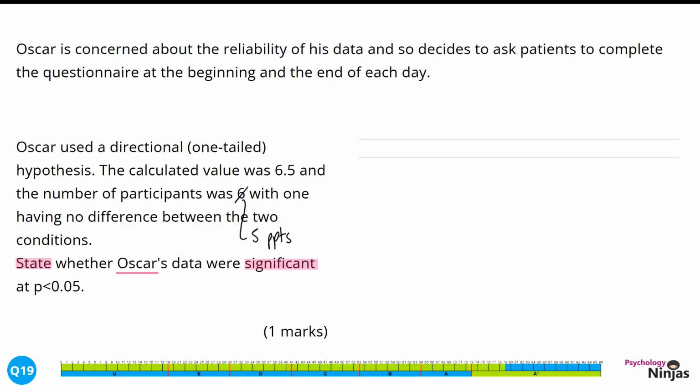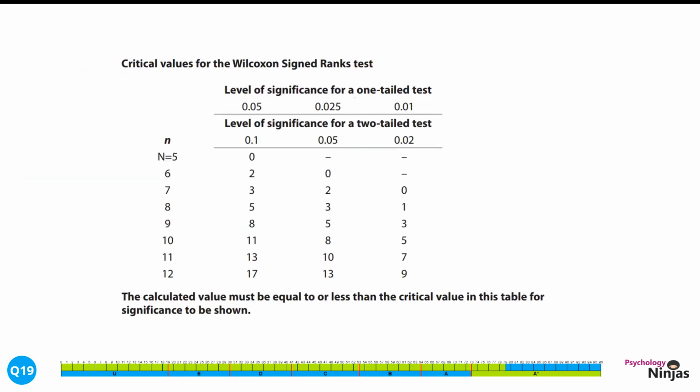There are some other pieces of information from our stem that we need for our critical values table. That this is a directional or one-tailed hypothesis, and that the level of significance is 0.05. So we've got a one-tailed test or a directional hypothesis, and we're using a level of significance at 5%, so we're going down this column here. And we had 5 participants in our study because we excluded one that had a difference of 0, which means that our critical value is 0.